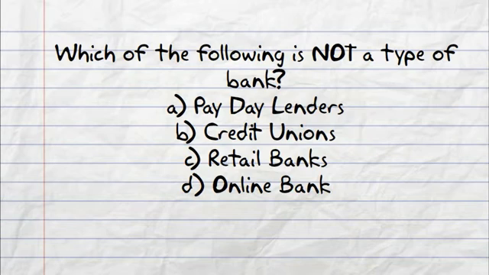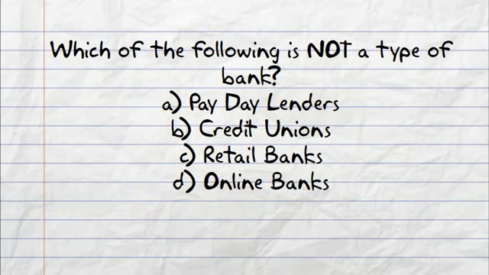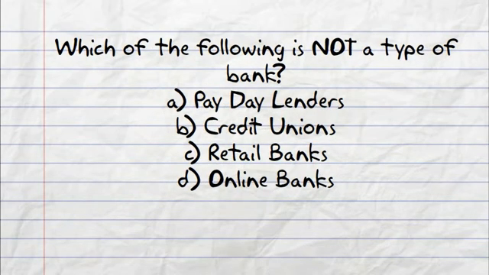Final question. Which of the following is not a type of bank? A. Payday lenders, B. Credit unions, C. Retail banks, D. Online banks. You have 20 seconds to answer. The answer was A as in apple. Payday lenders simply loan you money to hold you over until payday.